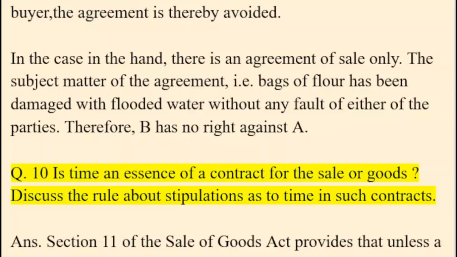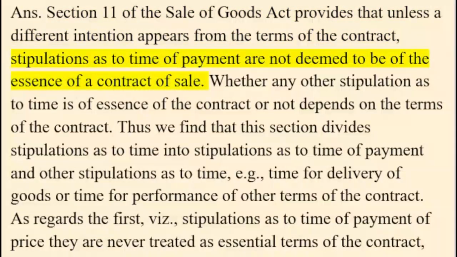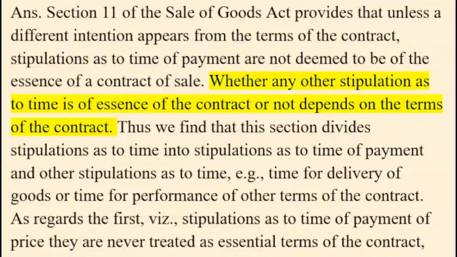Q. 10. Is time the essence of a contract for the sale of goods? Discuss the rule about stipulations as to time in such contracts. Ans. Section 11 of the Sale of Goods Act provides that unless a different intention appears from the terms of the contract, stipulations as to time of payment are not deemed to be of the essence of a contract of sale. Whether any other stipulation as to time is of the essence of the contract or not depends on the terms of the contract.